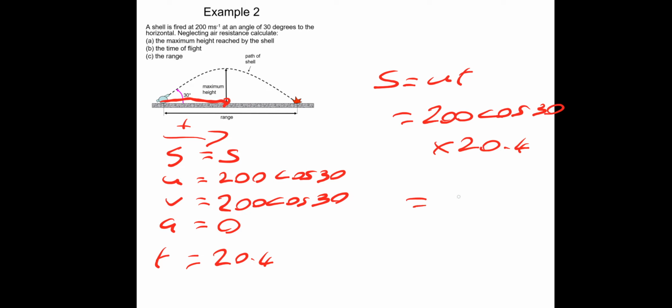So we just need to use s equals ut. Just a quick reminder there. So the initial speed horizontally is 200 cos 30, multiplied by the time of flight, 20.4 seconds. If we put that in our calculator, we get 3,533 meters. Okay, hopefully that went okay. Let's move on.